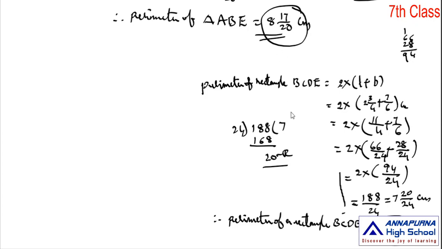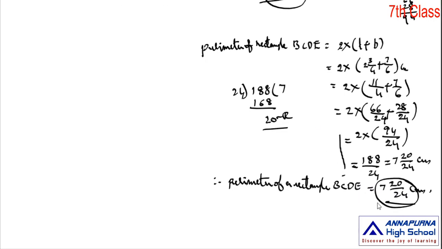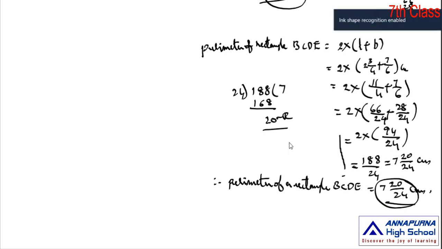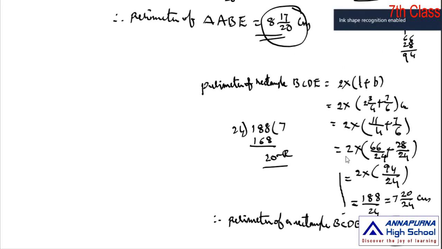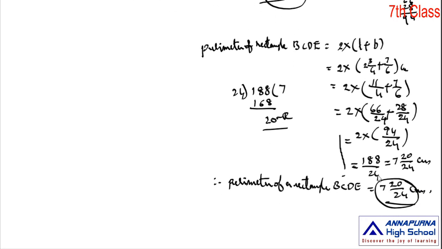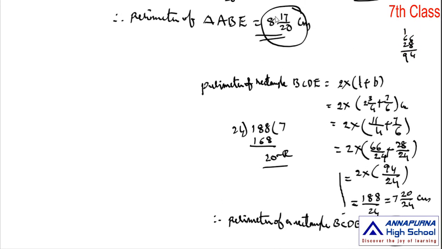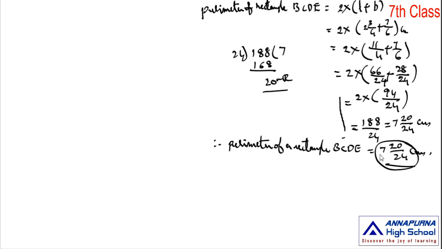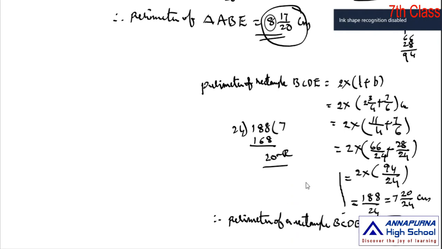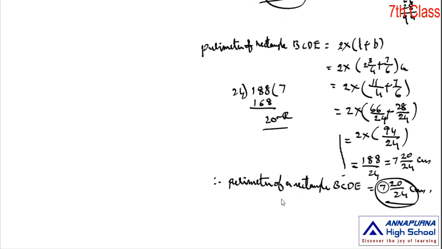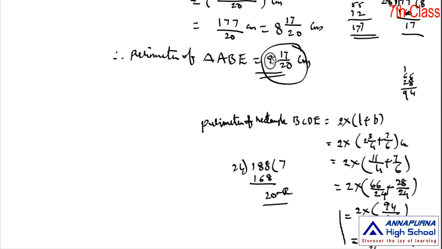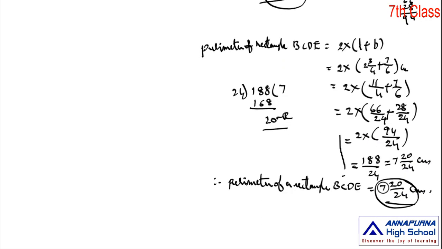Mixed fraction means it is the combination of whole and a proper fraction. So whose perimeter is greater means you just compare the whole parts. Why? Because mixed fraction means it is the combination of whole number and proper fraction. So here what is the whole part? Here the whole part is 8. Here the whole part is 7. So here 8 is greater than 7.